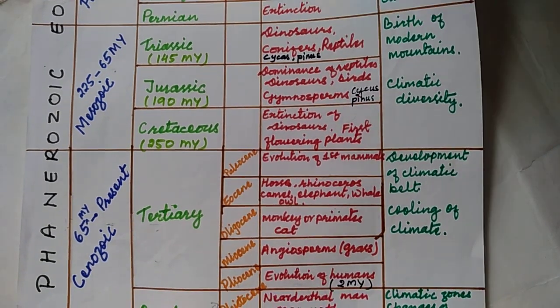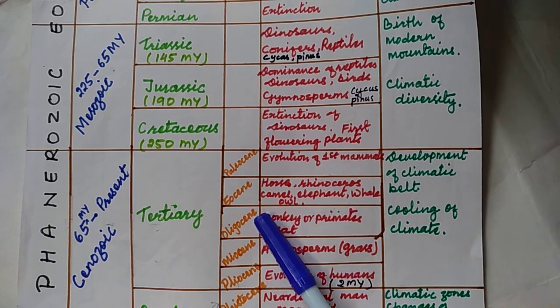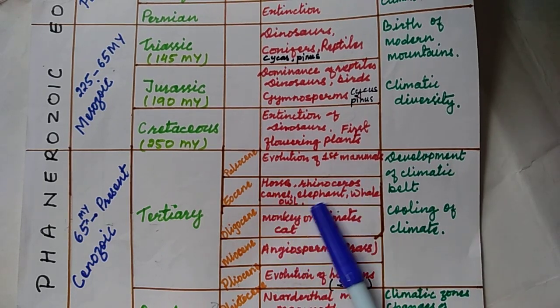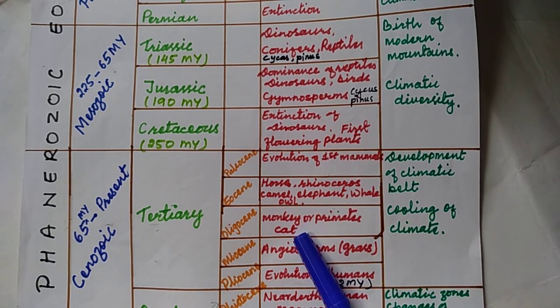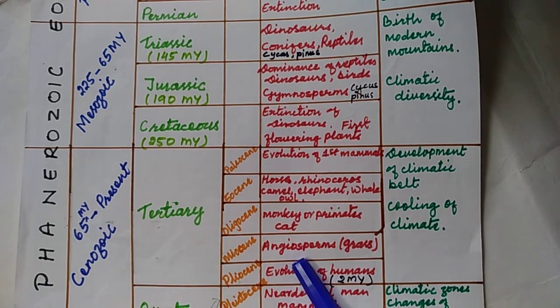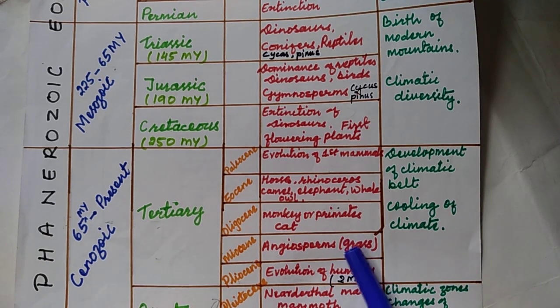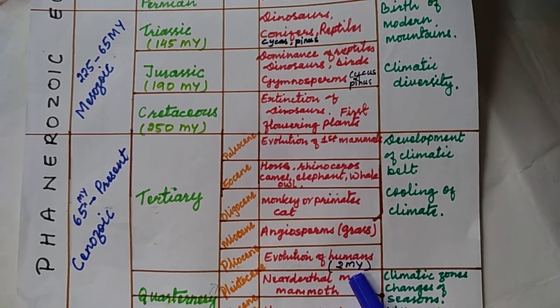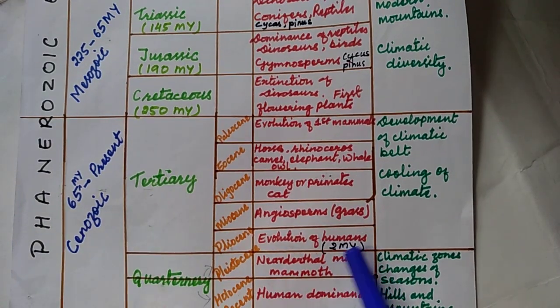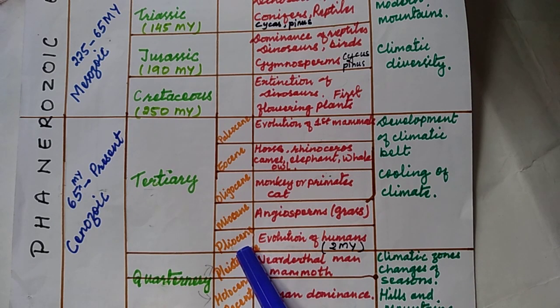And after that, the evolution of the first mammals took place. And after that, horses, rhinoceros, camels, elephants, whales, owls were seen. And after that, monkeys or primates and cats were living. After that, angiosperms, grass plants were emerging at this time along with the mammals. And the evolution of humans took place 2 million years ago in the Pliocene epoch.